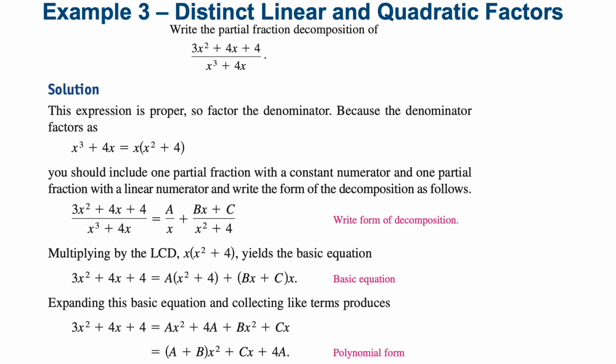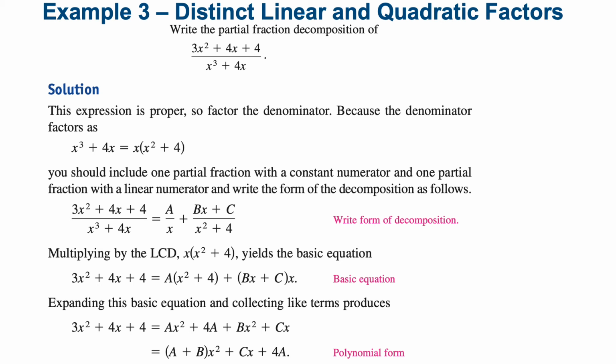And then we get the numerator on the left-hand side is equal to a over x times the LCD, which gives us a times the quantity x squared plus 4, because the x's cancel out, plus bx plus c times x, because the x squared plus 4's cancel out. Now this is the interesting part, so let's really get into it. I'm very excited, I actually like this part. On the right-hand side, I'm going to distribute this a and distribute this x. So what I'm going to get here is ax squared plus 4a plus bx squared plus cx.